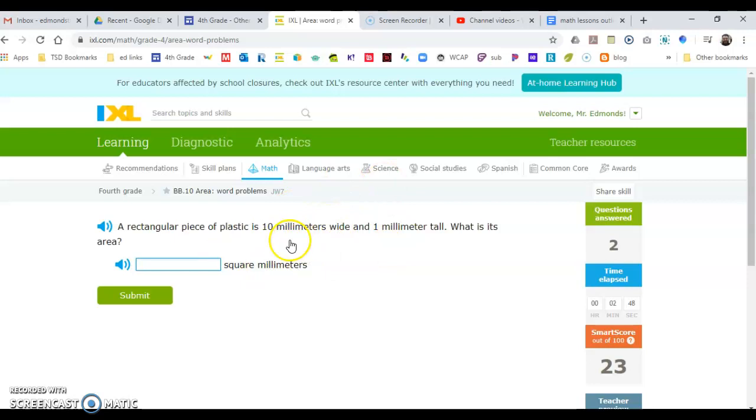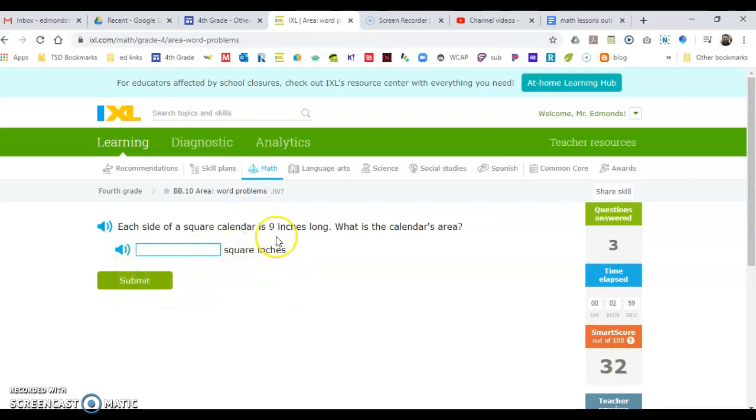It may present you with missing sides where you have one missing side and the area. So remember, in that case, we have to find the missing side. This right here is 10 by 1, which is 10. Then right here it tells you a square again, so just pay attention to the clues, guys and gals.